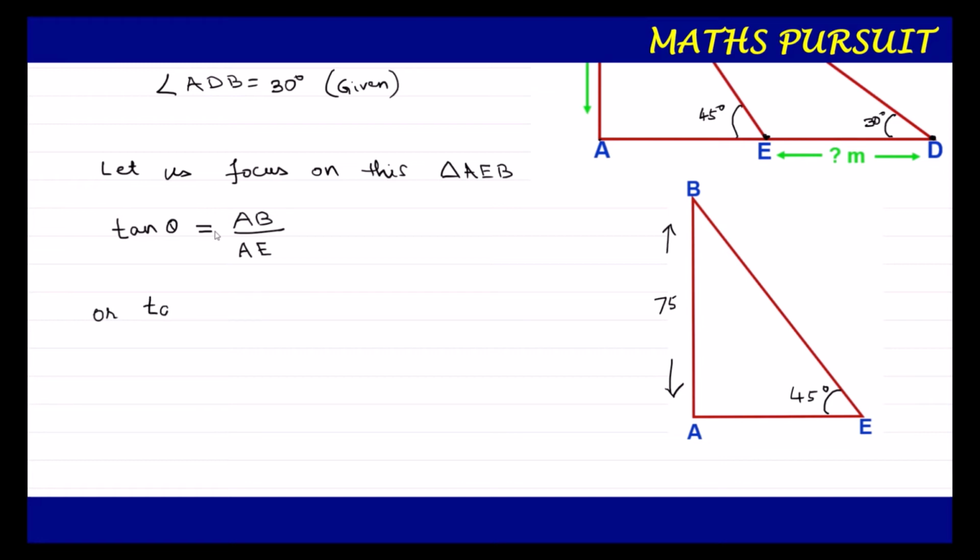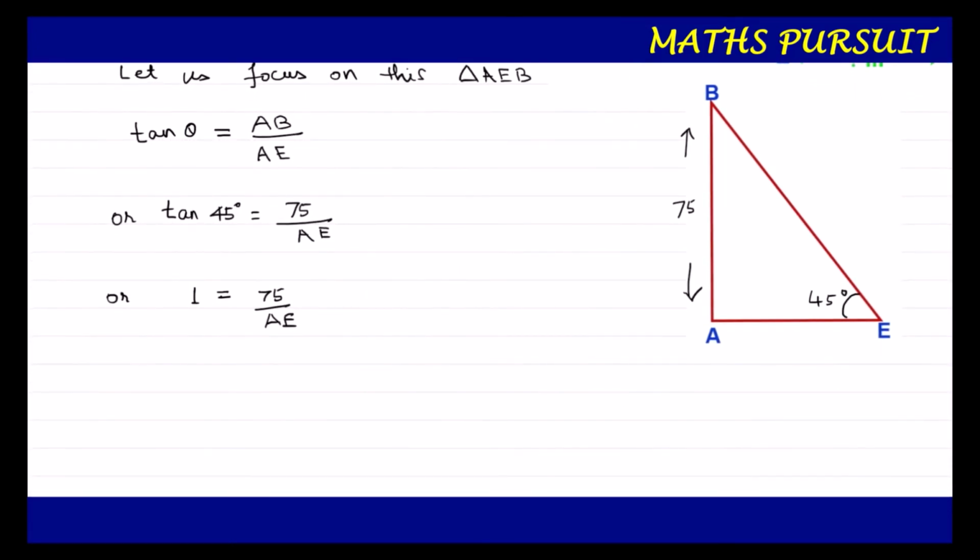Or I can write tan 45 degree is equal to AB, which here is 75, upon AE. We very well know from the trigonometric table that tan 45 degree is 1. So I can write 1 is equal to 75 upon AE, or in other words, AE is equal to 75. This is what we got. Let this one be equation number 1.